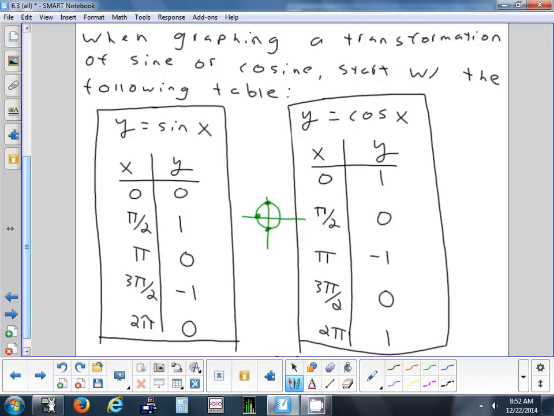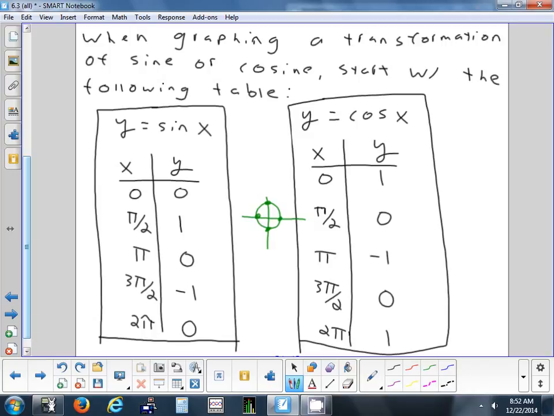You're not. You're right on it. So your x value is 0. When you go to pi, that's as far left as you can go. So you're at -1. 3 pi over 2, you're back on the y-axis. So you're back at 0. And then 2 pi, you're back where you started.